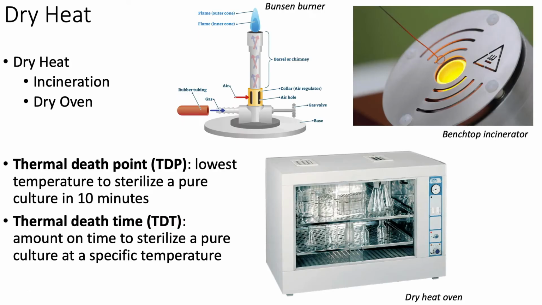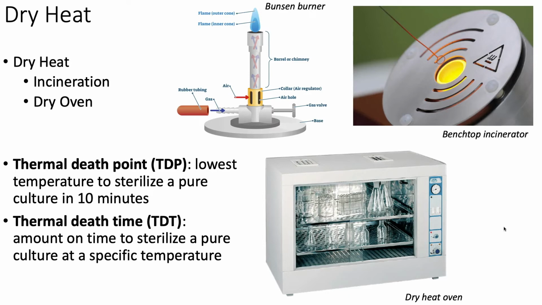So dry heat would be really straightforward. That's your Bunsen burners, your flames. You could also use a benchtop incinerator, which we don't use in our lab, but I have seen those before. You basically take your sterile loop and you stick it inside a super hot heating element. An important idea to get across when you're dealing with heat is your thermal death point. That's the lowest temperature to sterilize a pure culture in 10 minutes.